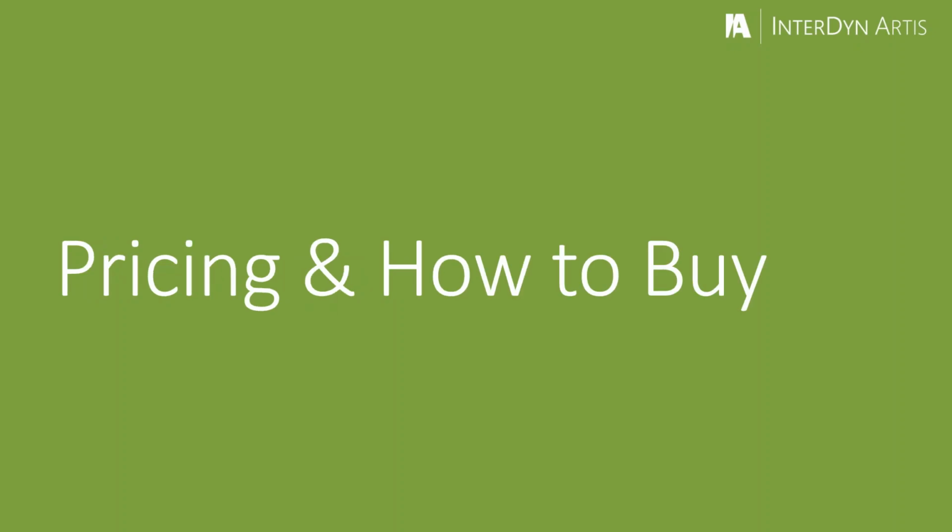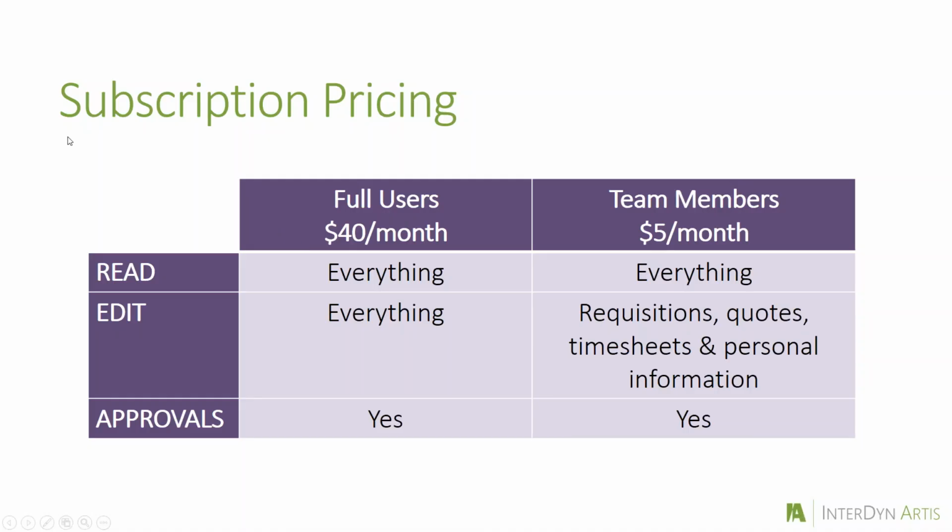So, as I promised, we'll spend a couple of minutes and talk about pricing and how to buy. And it's a real easy section, so this won't take long at all. There's basically two numbers you need to know, 40 and 5. $40 gets you a full user. It's a monthly cost, and it lets you do everything, read, write, update, you name it.